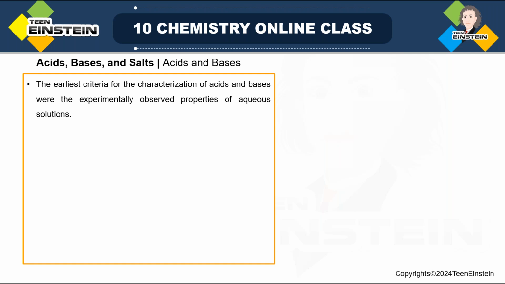So here we will first have the introductory idea about acids and bases. If we consider the earliest criteria for the characterization of acids and bases, these are obviously experimentally observed properties. So we will take the aqueous solution of this acid compound and base compound, and there will be some experimental observations, and from that we can determine the criteria so that we can characterize any compounds as acids or bases.